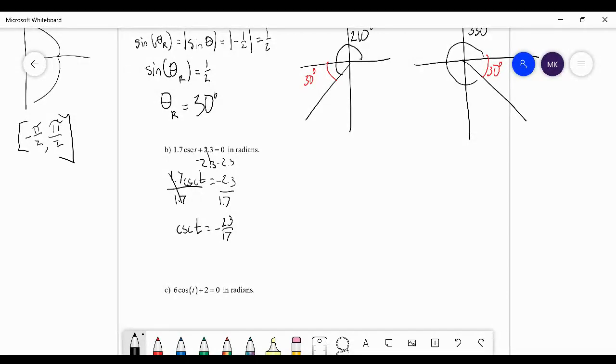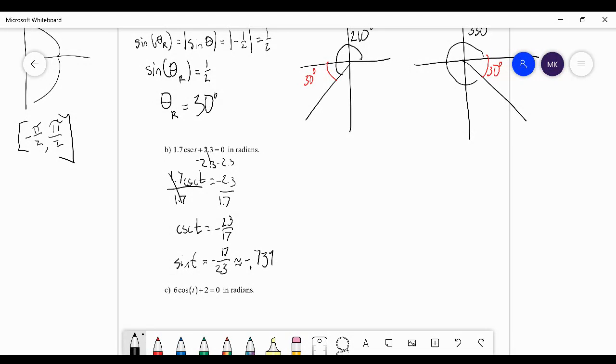The reason why I want to leave it like that is because I don't want to deal with cosecant. Ew, no, I want to deal with sine. And so to convert this, if cosecant of t is -23/17, that means that sine of t is -17/23. Which, if you want to, is approximately 17 divided by 23 is 0.74739, so -0.739.